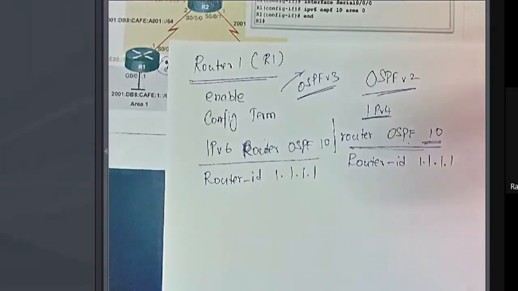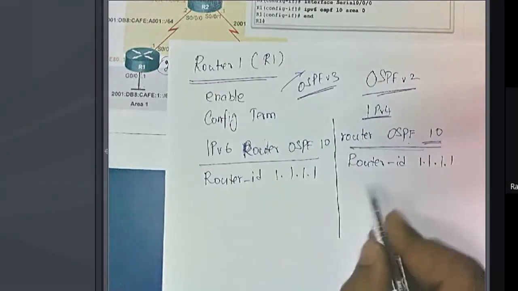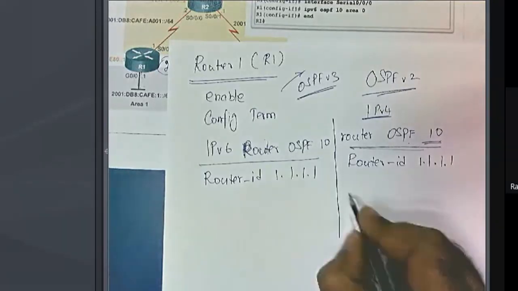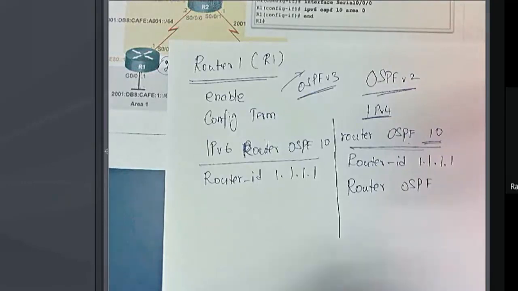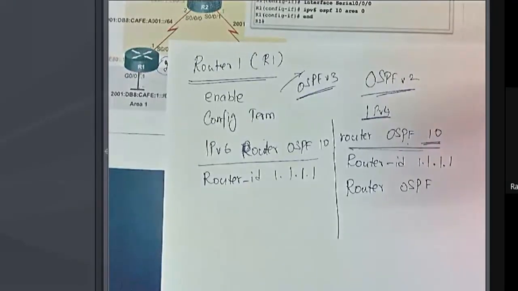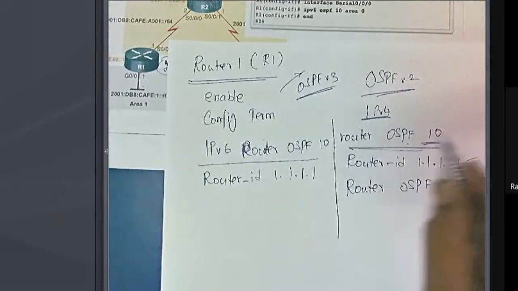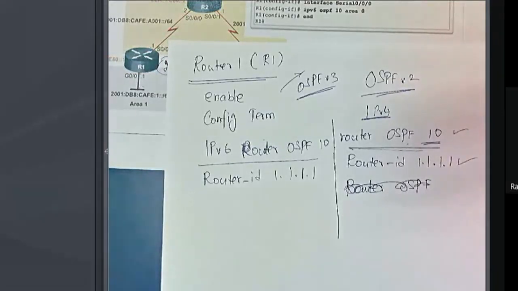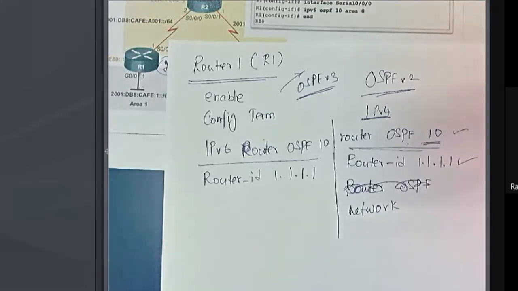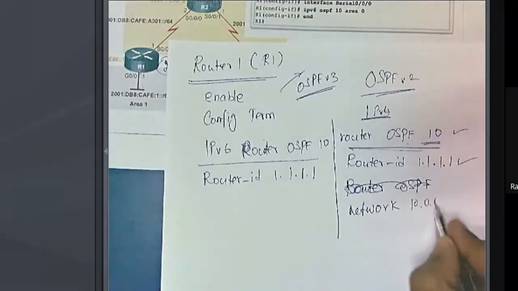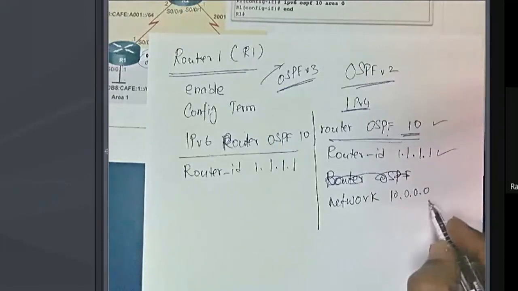Then the next one: in IPv4, you go to router OSPF. Sorry, router ID is finished, we are already in router mode. Now you will go for the networks. Network 10.0.0.0, this is IPv4 I'm writing. Then you will give the wildcard mask.